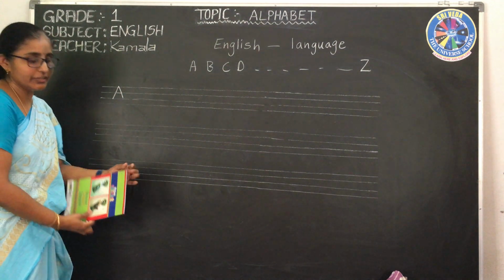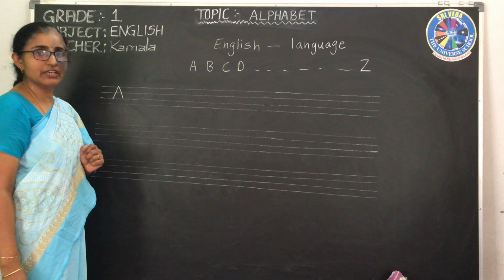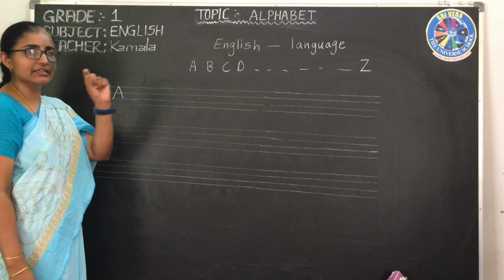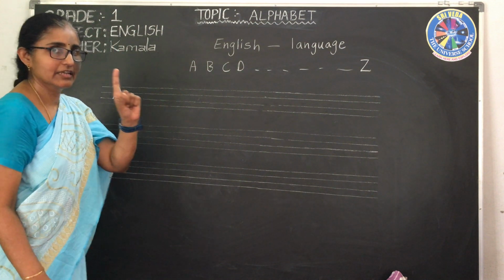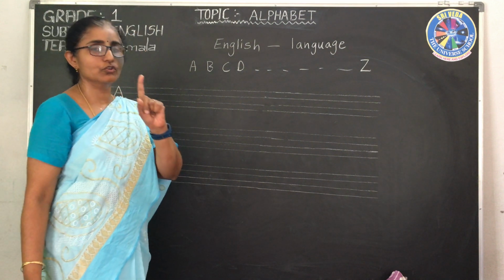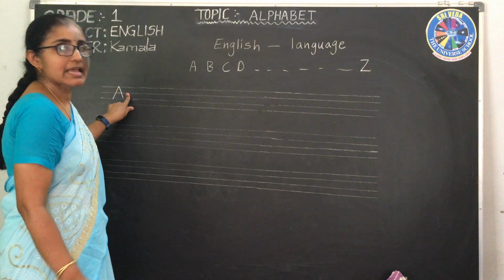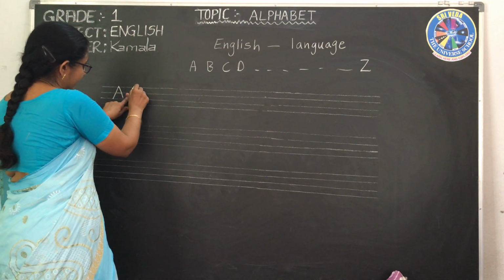Then when you are writing the second letter, we give a finger space. What is finger space? You use your finger. This is called the index finger, children. You are writing with your right hand, no? So use your left hand finger. Keep your left hand finger like this and then you will write the second letter.